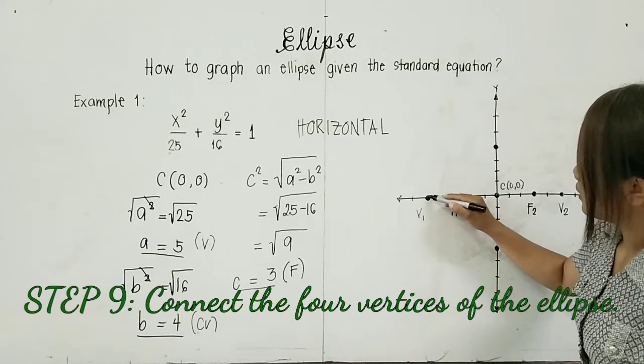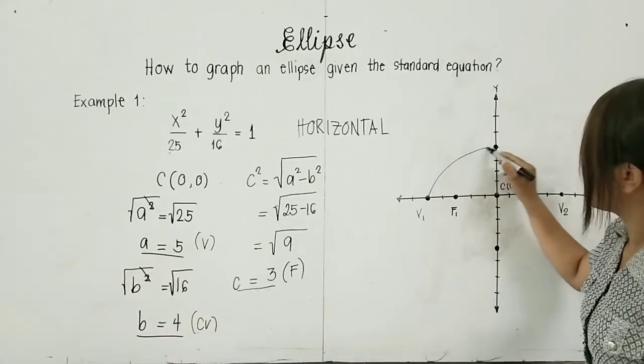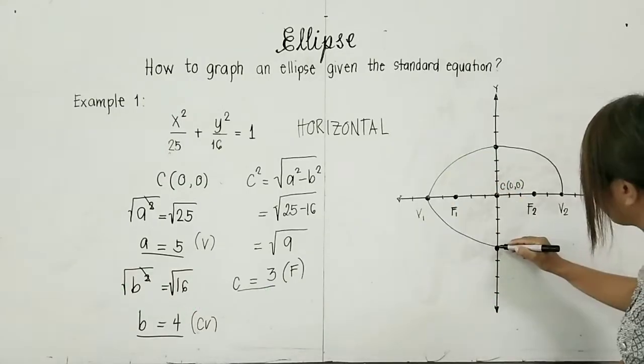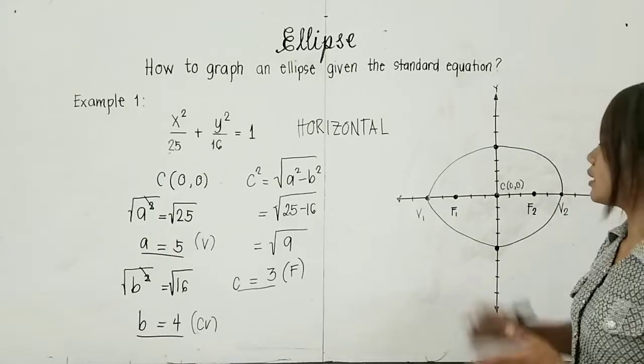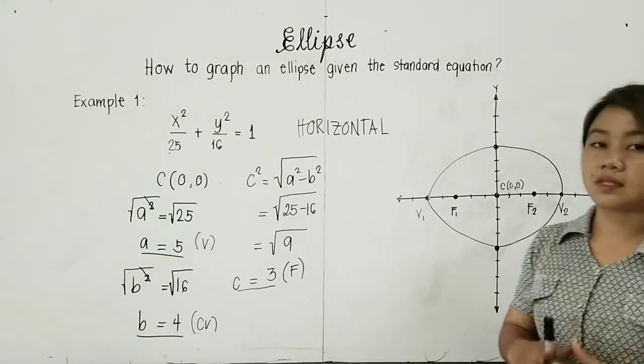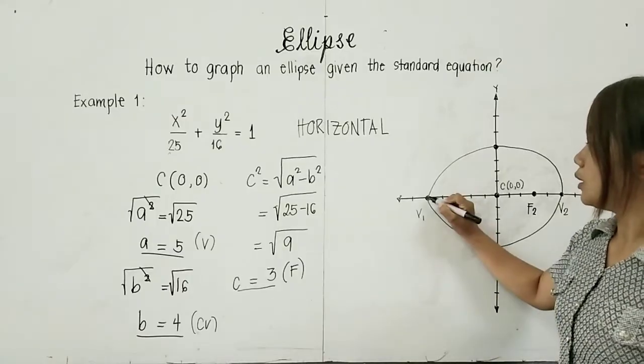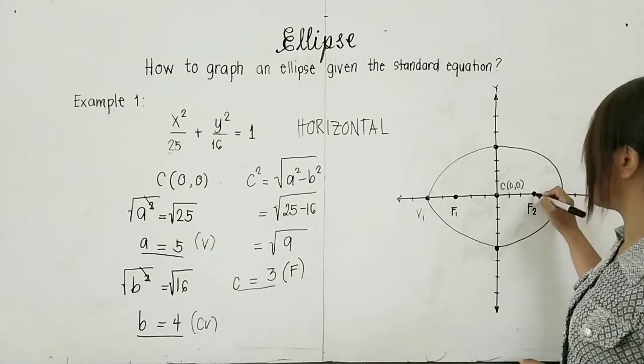We can now sketch our ellipse. We will connect the 4 vertices. Okay, so this is our ellipse. Now let us identify the coordinates of our foci and our vertices by just looking at the Cartesian plane.